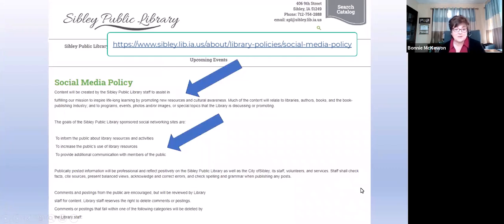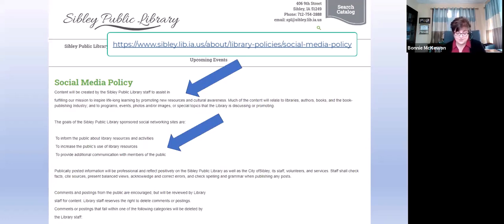Here's another good example of service philosophy. This comes to us thanks to Sibley Public Library. I seldom find this topic addressed in small town libraries. It's the policy topic of social media use. It's seldom addressed in small town libraries, and yet small town libraries are just as active on social media as are large cities. So like the example from Ames Library that we just looked at, this is also unusual.